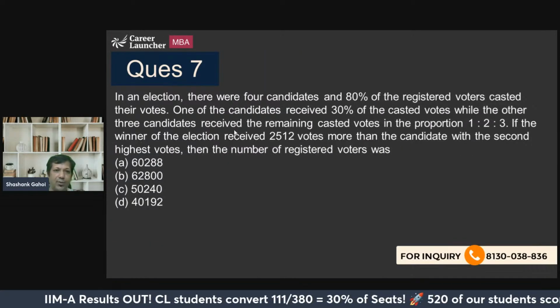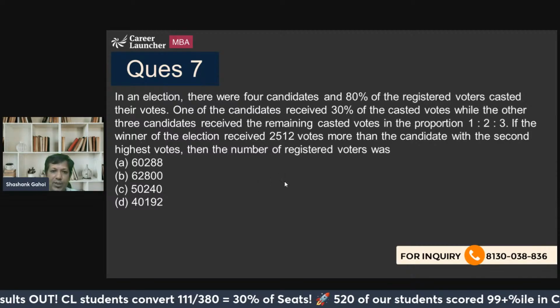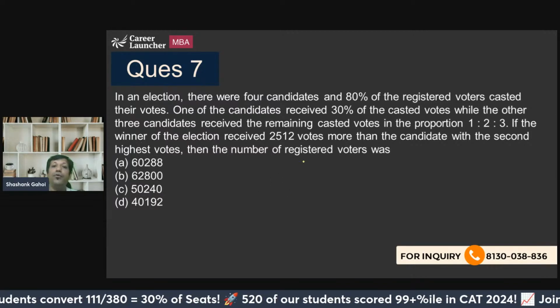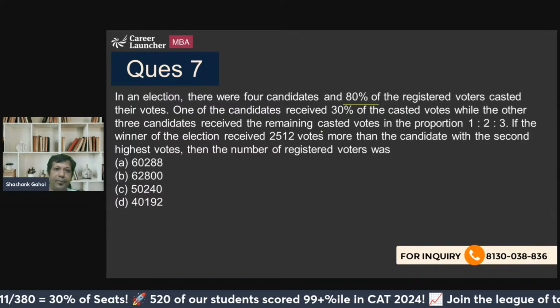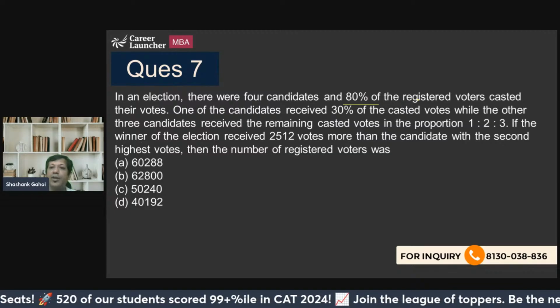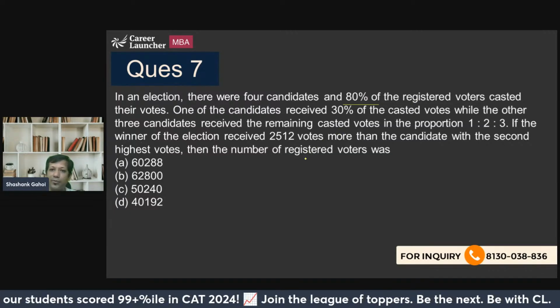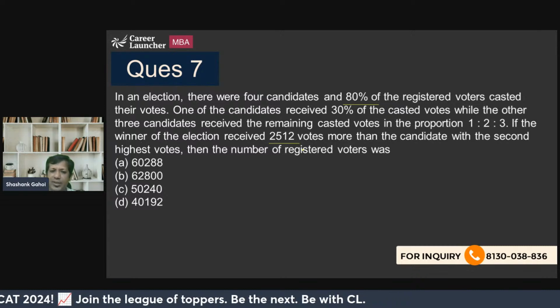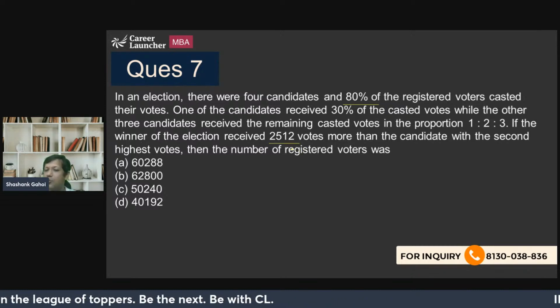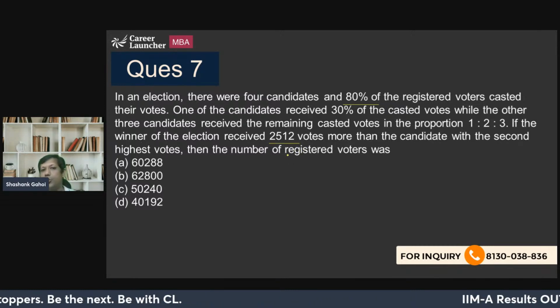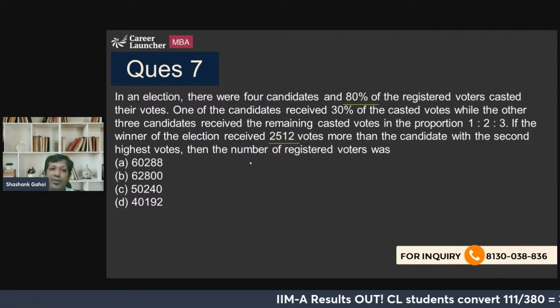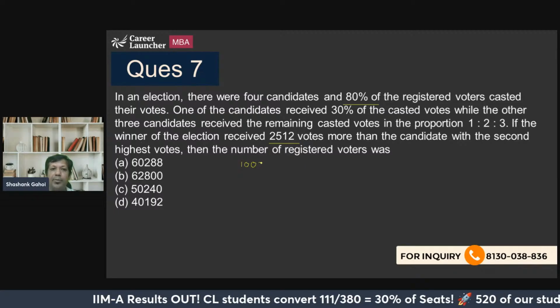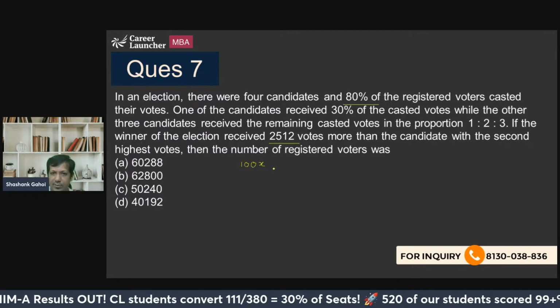What does it say? In an election, there were 4 candidates, and 80% of the registered voters cast their votes. Let's look at this value. This is an actual number, unlike the previous questions where the actual number was missing. So instead of assuming the total number of people as 100, I am assuming the total number of people is 100x.